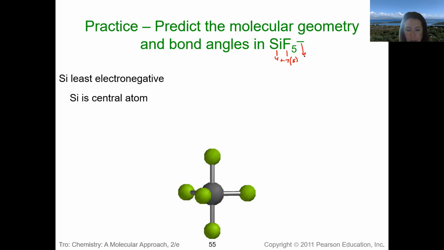And remember, this means add 1, add an electron, right? So we get a total of 40 valence electrons. And so we draw our Si in the middle, and we just put 5 Fs around it. Really, how you put the Fs around it is kind of like, you just do your best. So this is going to be an expanded octet, which can happen. We've used 10. That means we've got 30 electrons left.